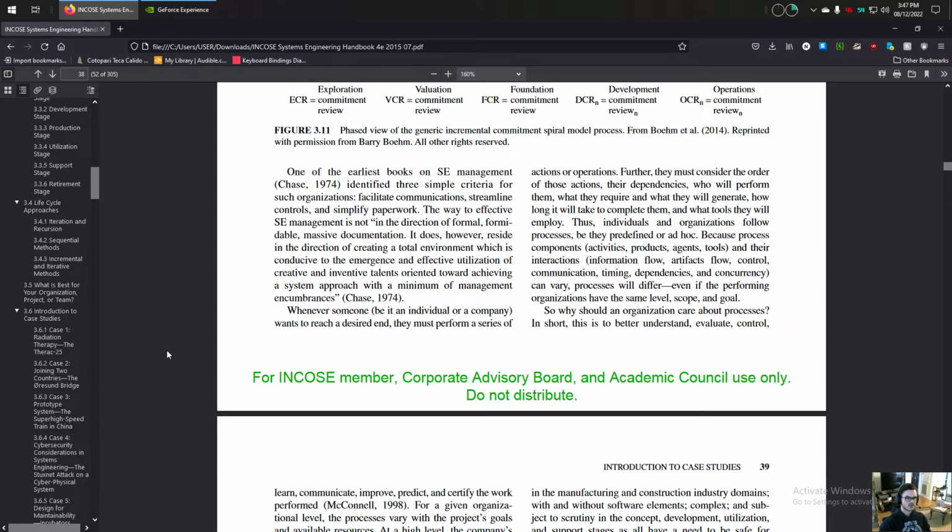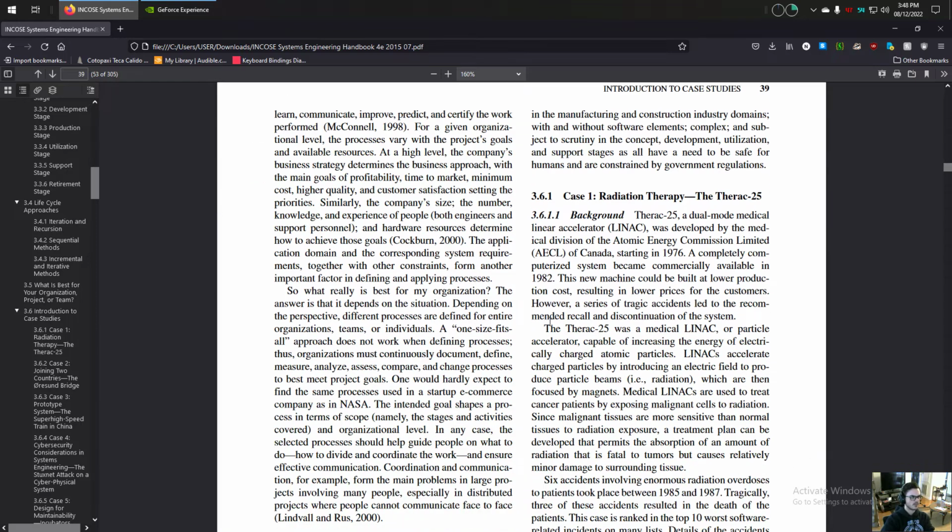Because process components, activities, products, agents, tools, and their interactions, information flow, artifacts flow, control, communications, timing, dependencies, and contingency can vary, the processes will differ, even if the performing organizations have the same level, scope, and goal. So why should an organization care about the process? In short, this is to better understand, evaluate, control, learn, communicate, improve, predict, and certify the work performed.